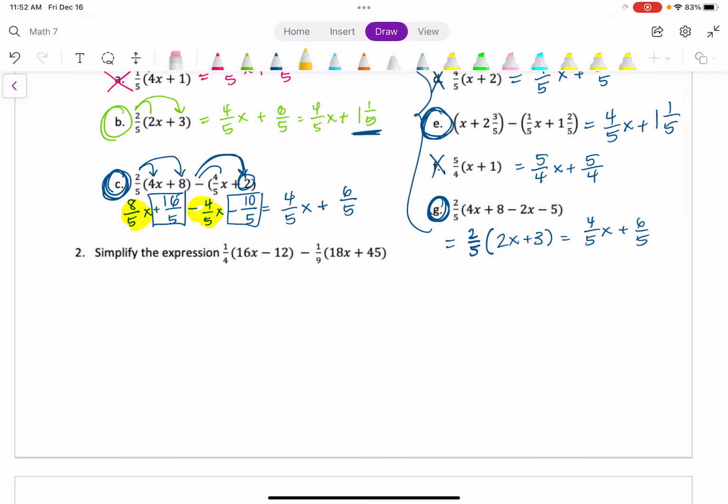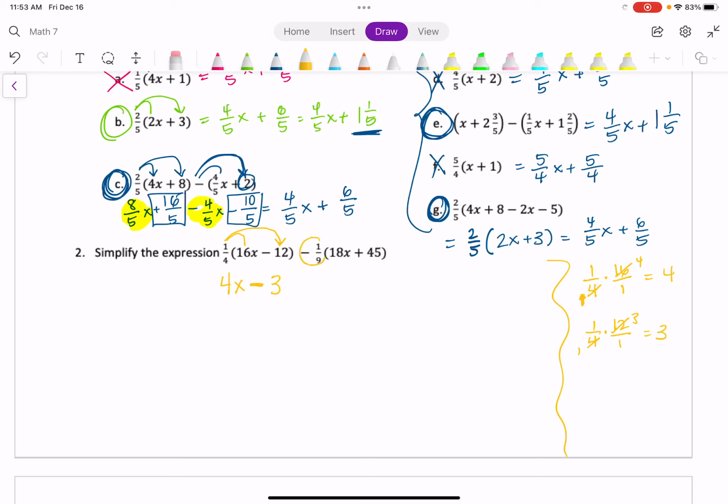Number 2. First, I'm going to distribute 1/4. So this is my little scratch paper over here. 1/4 times 16. 4 goes into 16 4 times. So I get 4x. And then 1/4 of 12. We're going to still subtract. 1/4 times 12. 4 goes into 12 3 times, goes into 1 1 time.